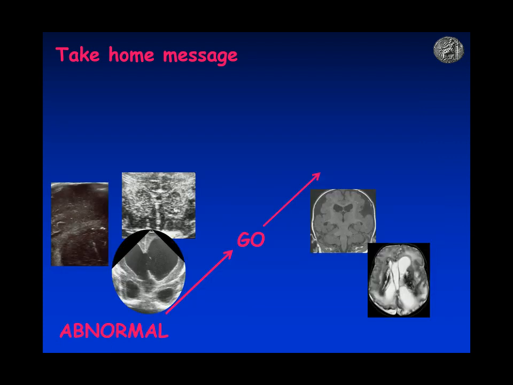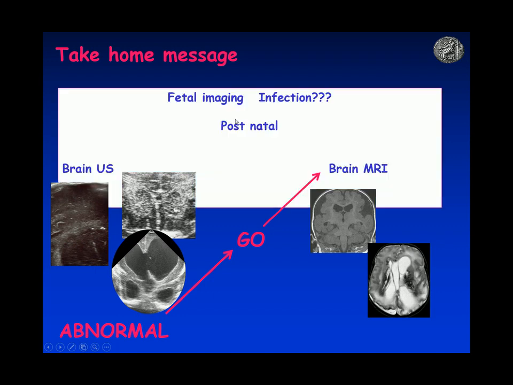Okay, if you do an ultrasound and you see these kind of things, mineralizing vasculopathy, calcifications, hydrocephalus, is this a fetal infection or a postnatal infection? Go for MRI. The answer is here. Because if you see abnormal gyration pattern and if you see calcifications all over the brain, this is an early fetal infection. This is the cause of these abnormalities.